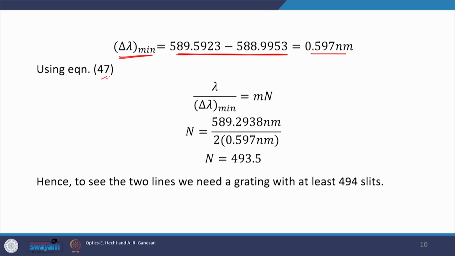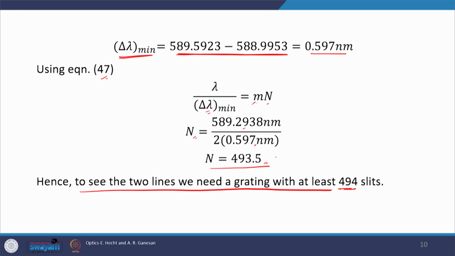Now, we will use the chromatic resolving power expression, which is lambda upon delta lambda min equal to m into capital N. Since m is equal to 2 and delta lambda min and lambda are also calculated, from here we can calculate capital N, which is 493.5. Hence, to see the two lines we need a grating with at least 494 slits, which is the nearest integer to the calculated N.